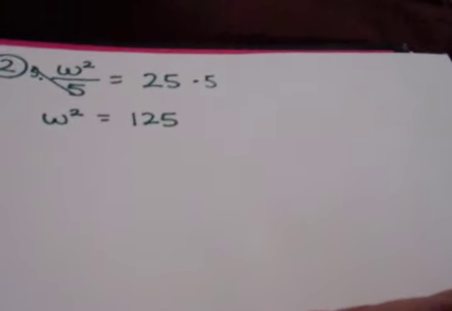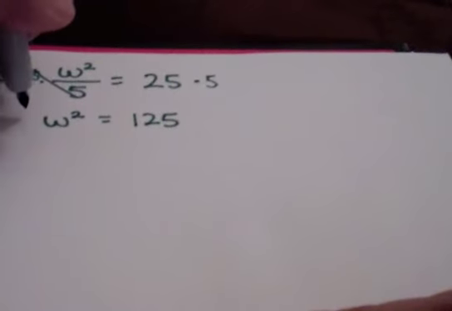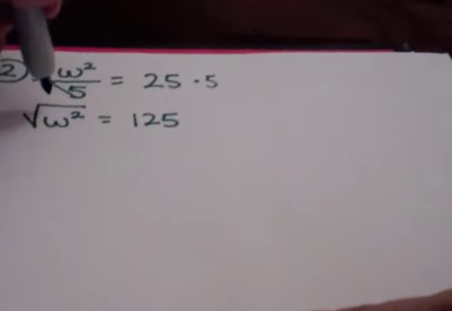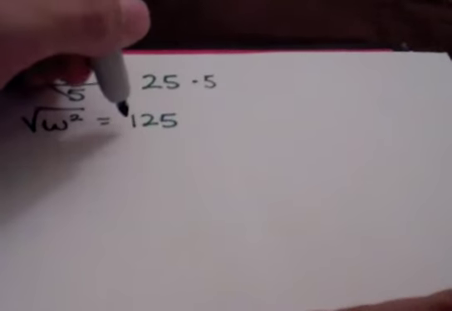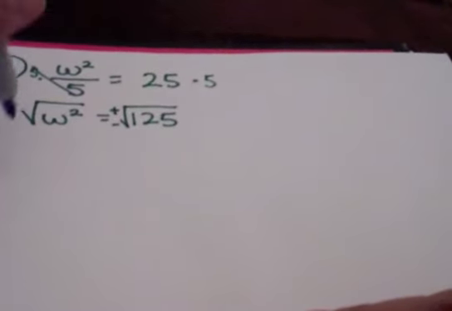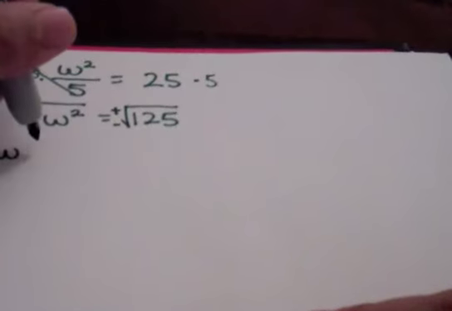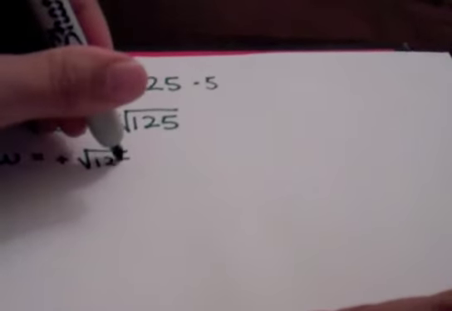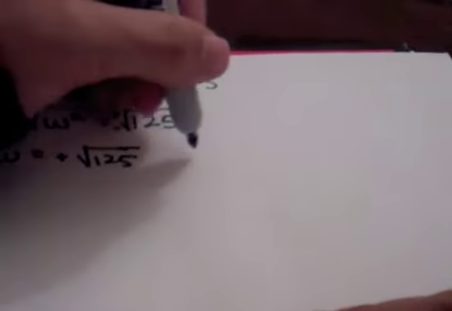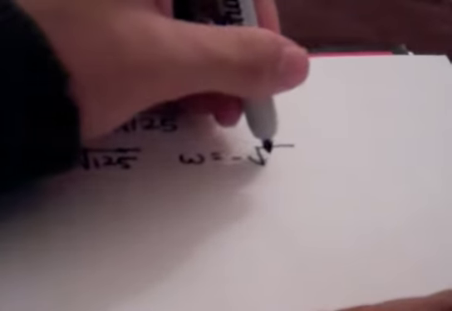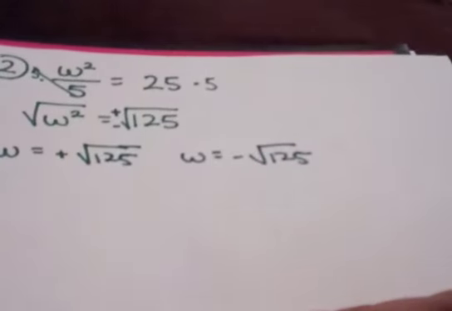And now we just set this up like our normal problem. To get w by itself, we'll want to take the square root of w squared. And we'll take the square root of 125, because we have to do it to both sides. And then we'll put in our plus and minus here. So we'll have w equals a positive square root of 125, and w equals a negative square root of 125.